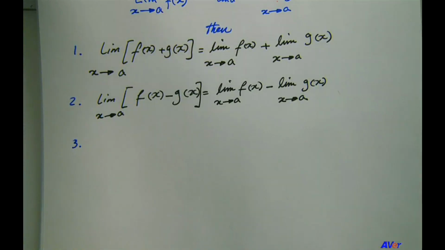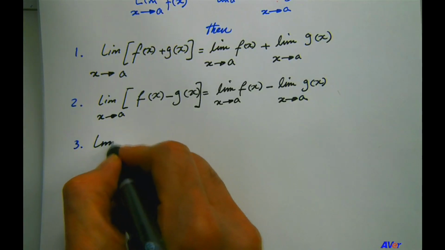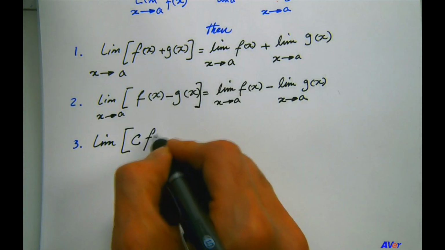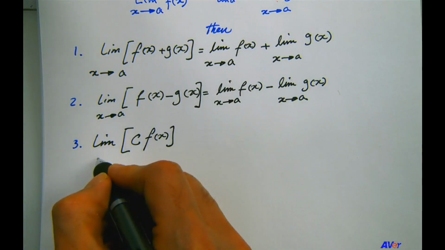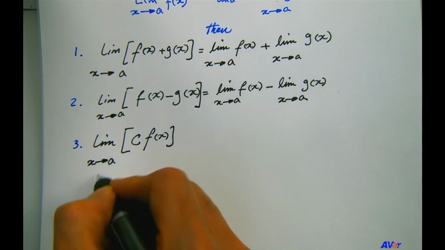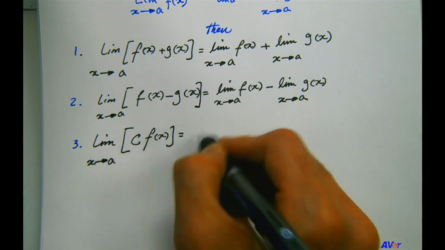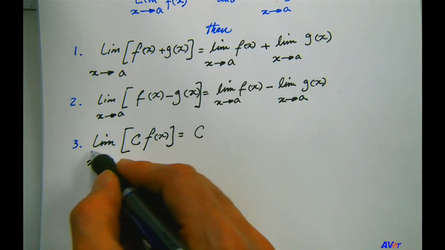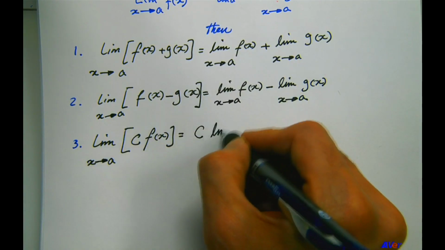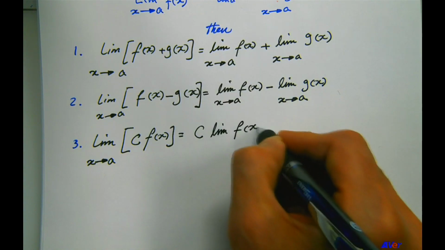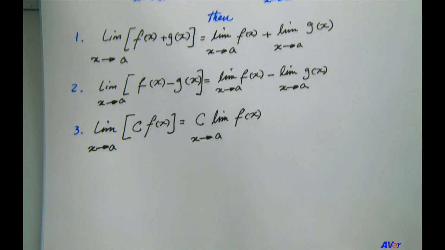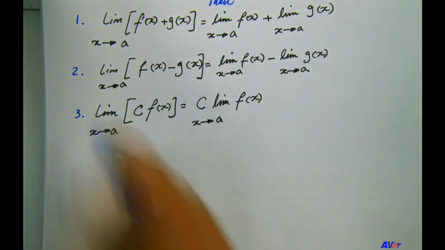Okay, so we said that C was a constant. Now we're going to use it. The limit of C, that constant, times a function as x approaches a would be equal to C times the limit of the function. In other words, C can be factored out and placed in front. Like that. Very easy to remember all of these properties.